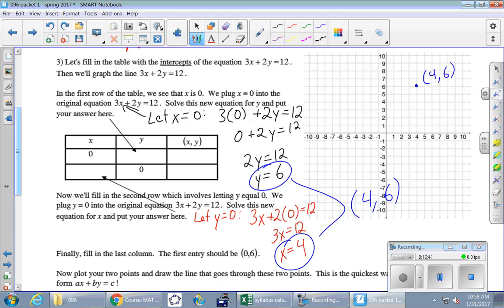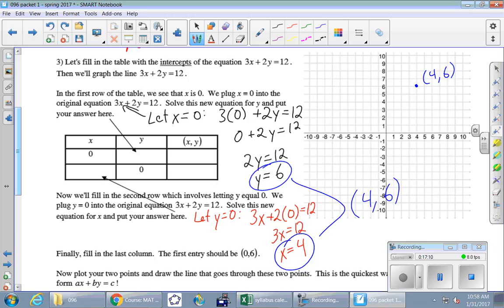What did we do that was wrong? Intercepts are supposed to live on the axes, but 4, 6 is floating up there in the first quadrant. What happened? We have to use the zeros. The 4 only came from letting the y equal 0. The 4 has nothing to do with the 6, right? And so this is what Teresa was after before.